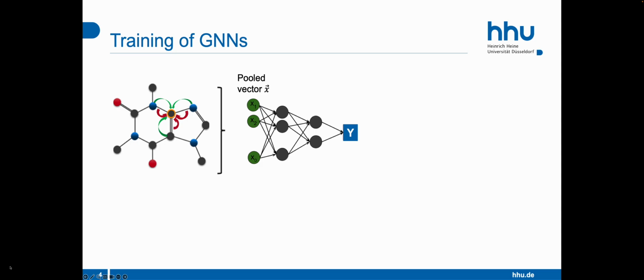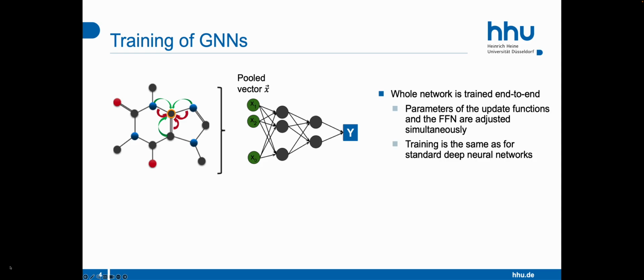Here you can see the forward process summarized. We encode our molecule as a graph, we update our node feature vectors, and then we pool all updated node or atom feature vectors together to obtain a single vector x that is the representation of the entire graph. We can then use this vector as the input of the neural network to predict the property y of the graph. When we train such a model, we typically do this end-to-end, which means that we adjust the parameters of the update functions for the graph and the parameters of the feed-forward neural network simultaneously.